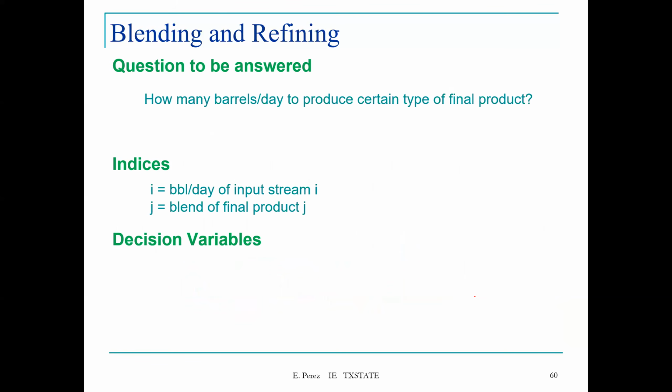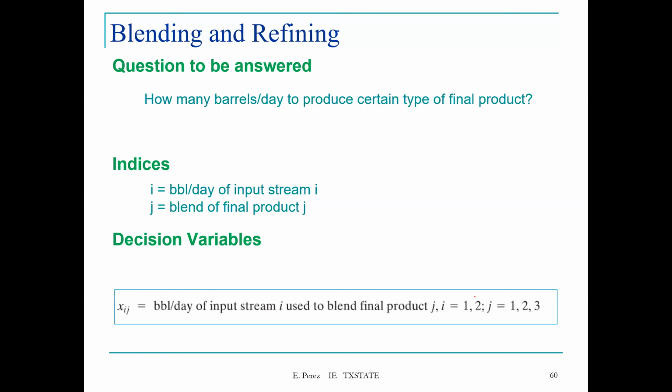So I is going to be used to determine the barrels a day of input stream I, and then J is the blend of the final product J. So I, J, and different blend. J is for the output, I is for the input. So Xij is barrels a day of input stream I used to blend final product J. So this is the first time I believe that we have 2 indexes representing a decision variable. So it works the same way. Now we have 2 indexes.